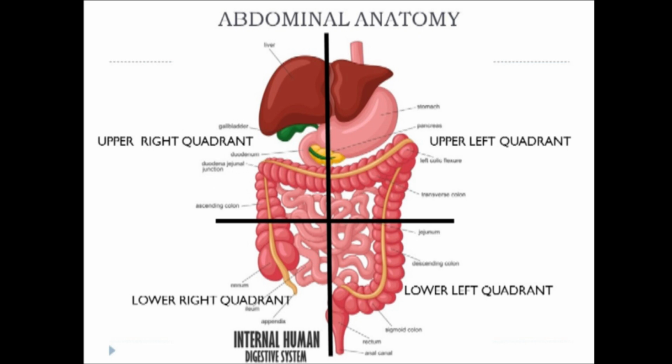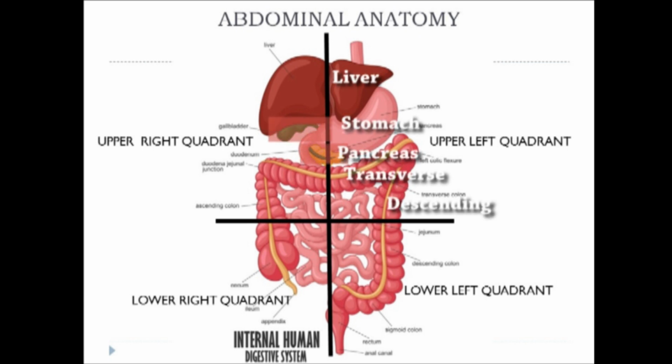Now we can move over to the upper left quadrant. In the second quadrant, we can see that we have the rest of the liver, we have most of the stomach, we have a little bit of the pancreas, and we have the second half of the transverse colon, and we have the first half of the descending colon.